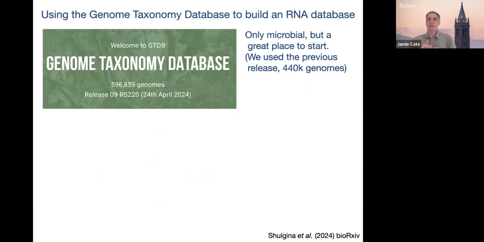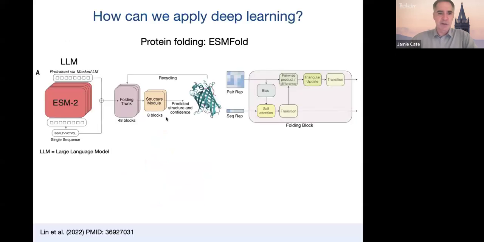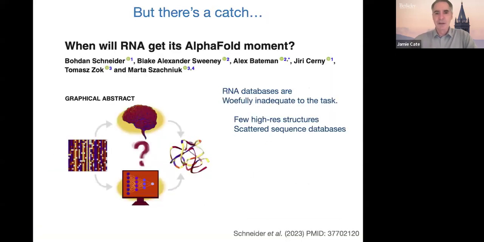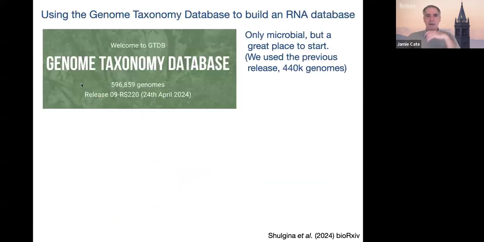So what we decided to do is try to tackle at least parts of these problems so that we could at least try to make a language model. The first thing we did is use what's called the Genome Taxonomy Database. This is a worldwide effort to take genomes from microbes and organize them into a phylogenetic tree that's as rigorous as we can do.